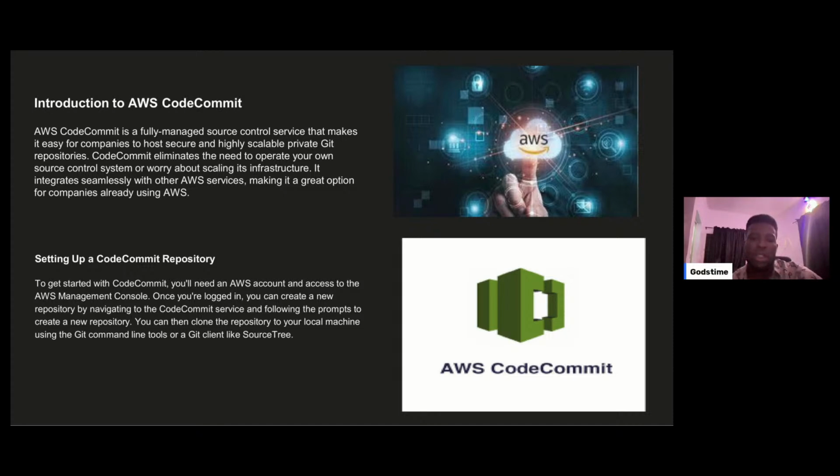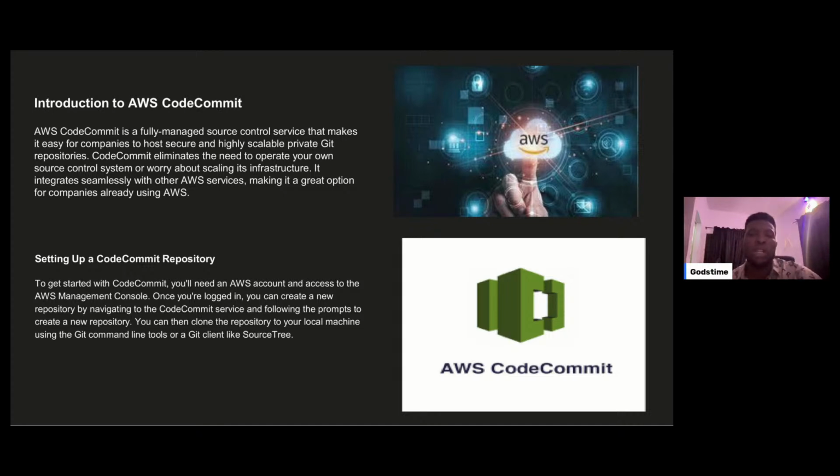Once your IAM permissions are sorted, you can create a new repository. I am just giving an overview by navigating to the CodeCommit service and following the prompts to create a new repository. You can then clone it to your local machine using Git command line tools or Git clients like SourceTree. So like every other repository, you can use Git command tools with CodeCommit.